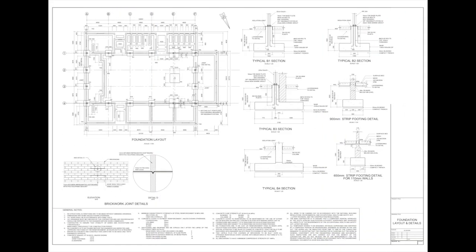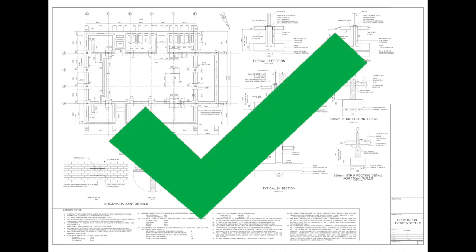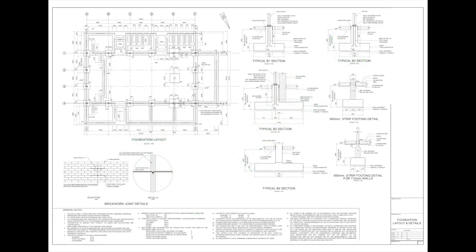In conclusion, there were very few discrepancies within the bill, and most of the items measured were in accordance to the SANS 1200G and 1200GB documents.